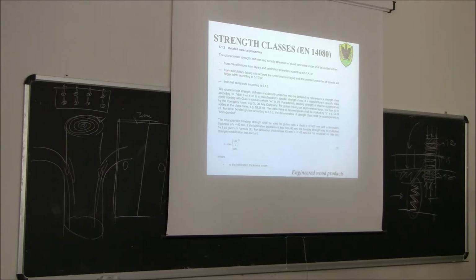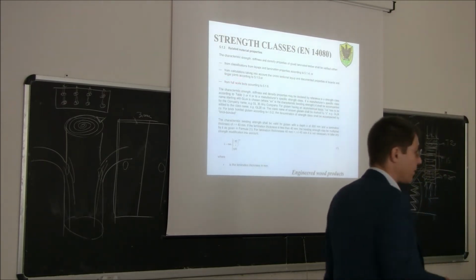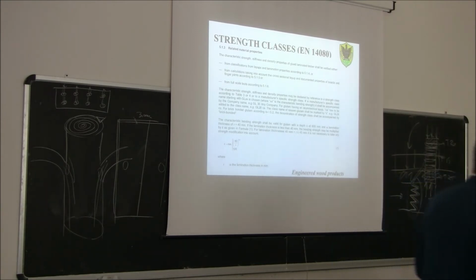The second way is to use some formula, so a calculation taking into account the cross-sectional layout and documented properties of boards. So you can do an explicit calculation, we will see later. Or he can do full-scale tests. So he can produce his glue-lam and then do tests to failure. Of course, the third bullet point is the less attractive, because it means that he has to have some machines to do the testing, and it's not so simple. So usually, the first two bullet points are used.